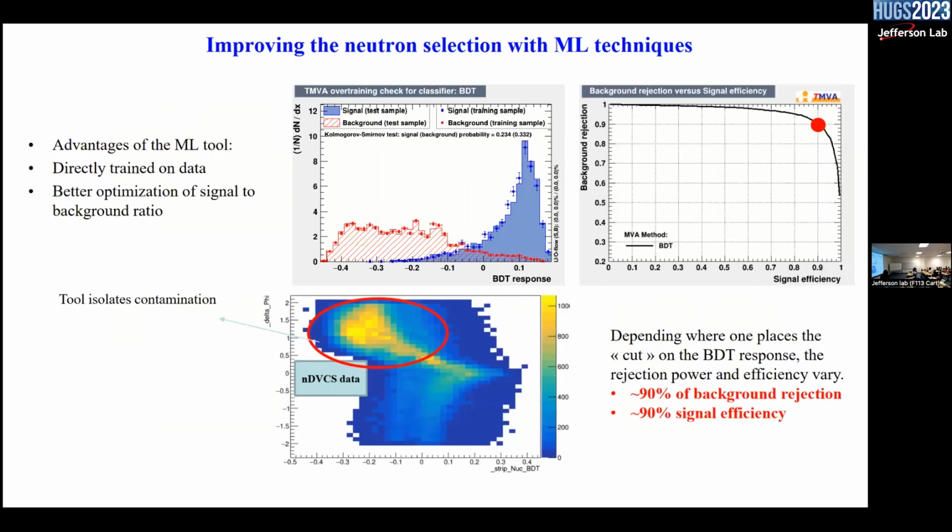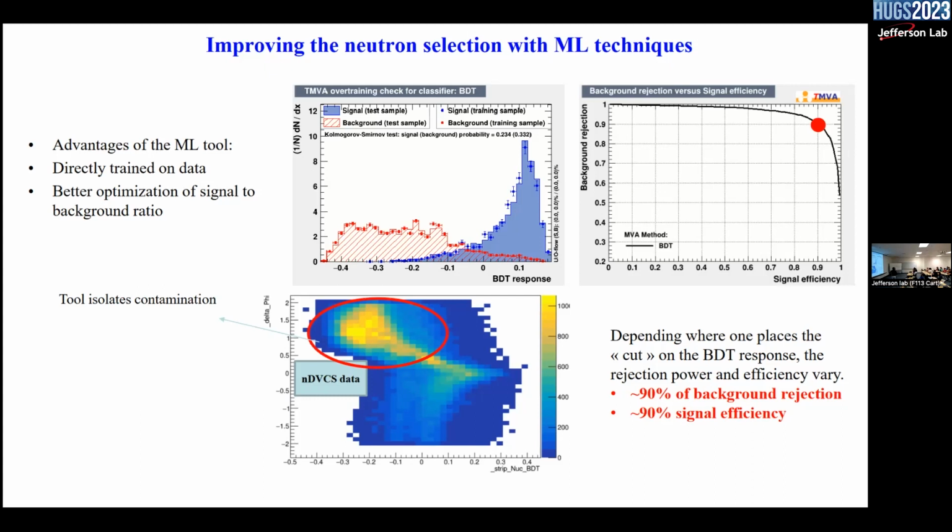And here I'm showing what comes out of the training of the classifier, of the machine learning tool. This plot shows you the response of the machine learning, and in red is the background, and in blue you have the signal. You have to decide where to cut directly on this variable, the response of your classifier. Based on that, you can optimize the fraction of signal over background.